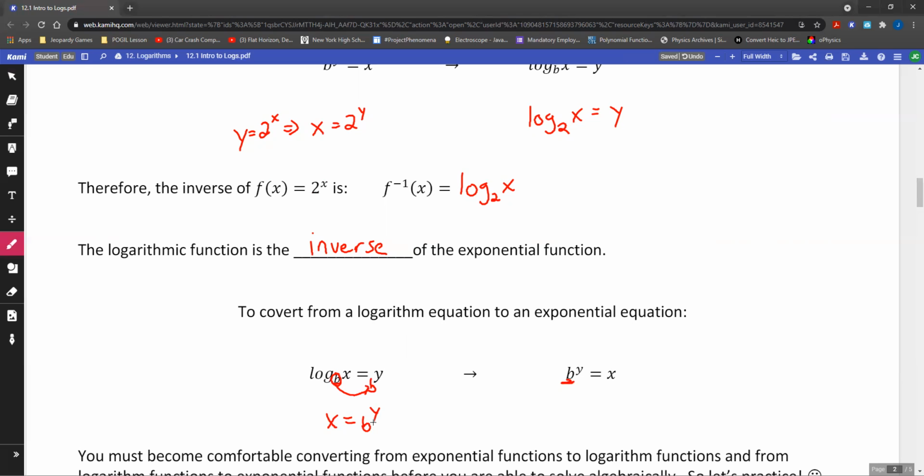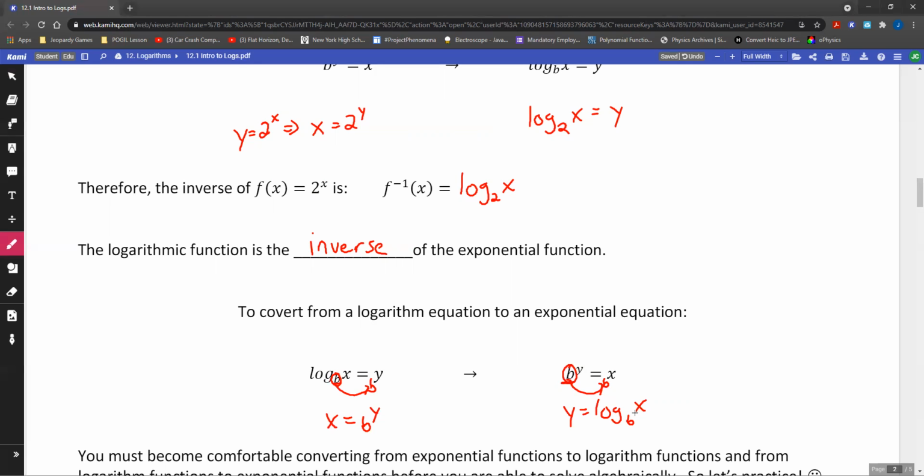So the b moves over so that it becomes underneath the y instead of being underneath the other one. And then we are left with x equals b to the y. Similarly, if I have my equation like this and I want to write it with logs, I do a similar thing. I take this, I move the base over so it's underneath the x. But because I'm doing that, I have to add in a log term before it. All right. So we'll do a few examples.